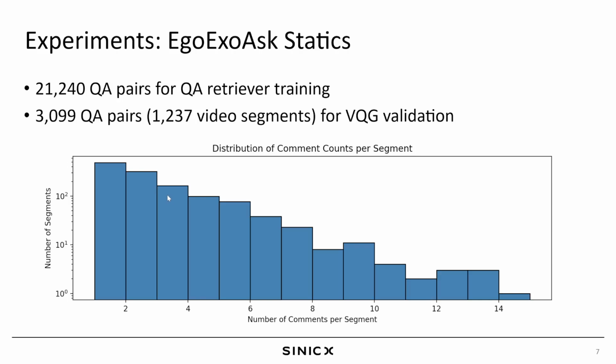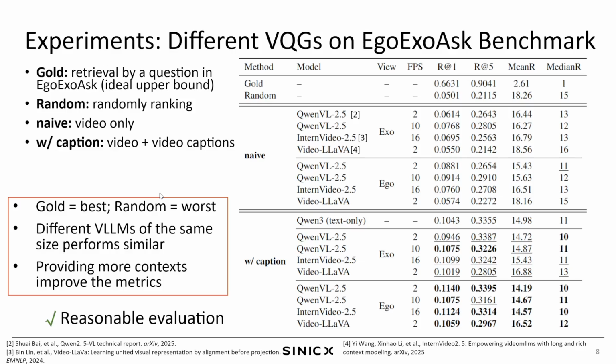Now, let's see the experiments. We first show the statistics of our EGO-EXO-ASK. 1,237 segments are used for VQG validation. We conduct VQG on these segments with multimodal LLMs, including Qwen, InternVideo, and Video-LLaVA of similar size. Note that gold means we use the question generated in EGO-EXO-ASK while seeing the positive comments.